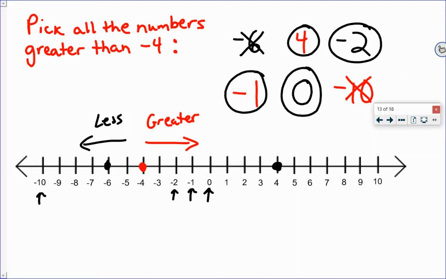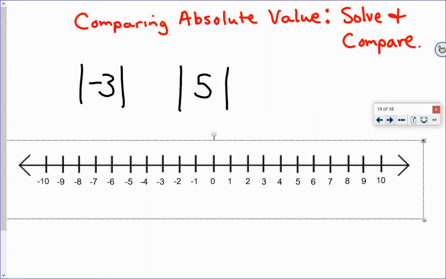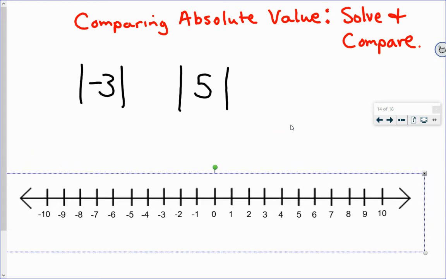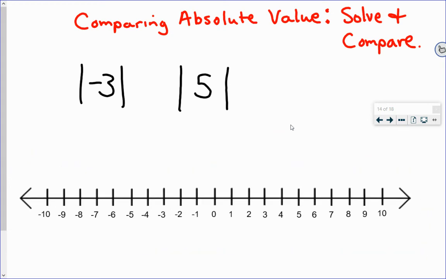All right, what about comparing absolute value? Remember what absolute value is. Absolute value is the distance from 0 to a number on a number line. In order to compare the absolute value of -3 and the absolute value of 5, we first have to find their distances on the number line from 0.